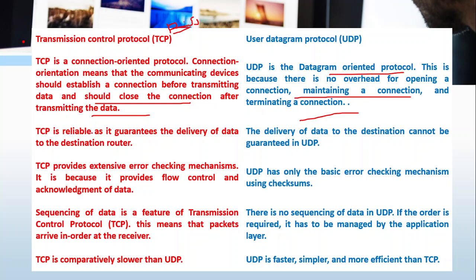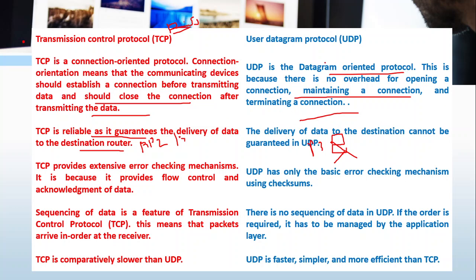TCP is reliable, as it guarantees the delivery of data to the destination. Suppose I'm sending data P1, P2, P3. The data will be delivered from source to destination, and that is guaranteed. But the delivery of data to the destination cannot be guaranteed in UDP. Let's say I'm sending P1, P2, P3. P3 may not reach the destination. That is a drawback of UDP here.